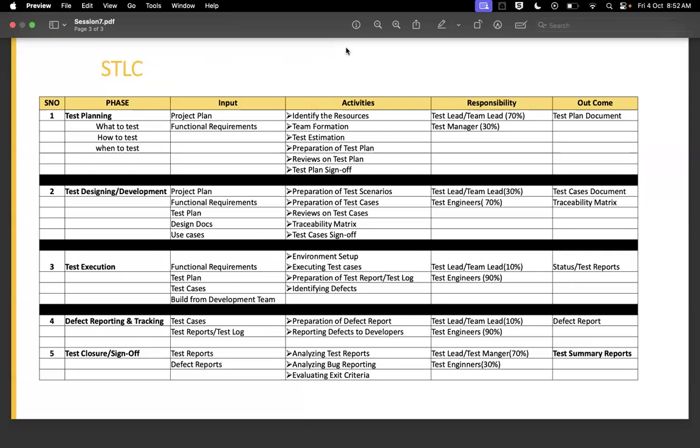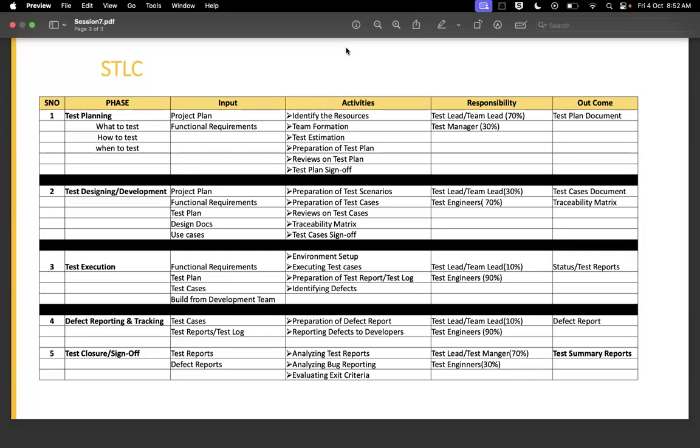It's a one time activity. I would say the planning part is a one time activity. Other than that, test case creation and test execution is on a continuous basis. As and when features keep on adding, you need to do this process.